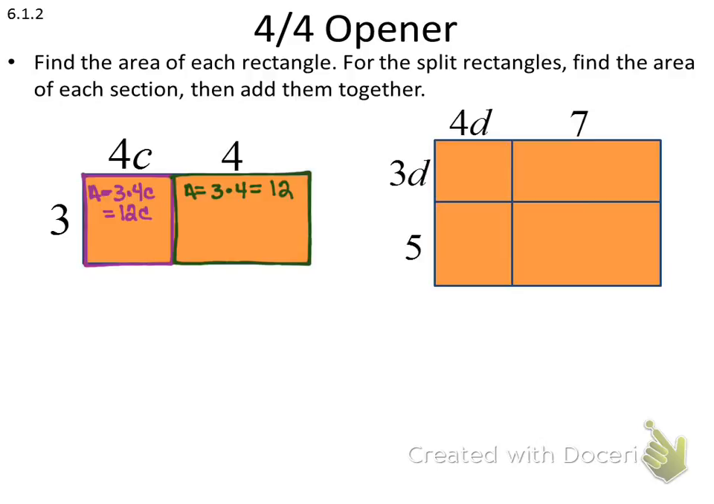So if I want to find the area of the entire rectangle added together, I'm going to have A equals, what's the area of my first shape? 12c. And then if I'm adding them together, plus, what's the area of my second rectangle? 12. Okay, and then I simplify. Can I simplify those? Why not? Because it's different variables. Yeah, one has a variable, one doesn't, which means they're not like terms. So this is your final answer.